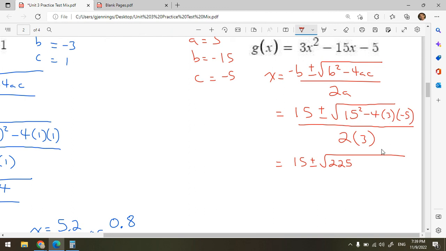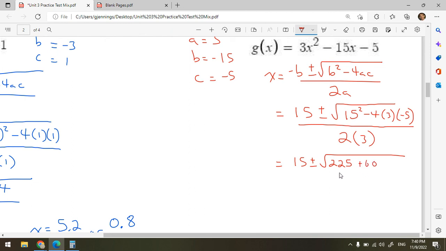-4 times 3 times -5. This is the way I would encourage you to look at this. There are two negatives, -4 multiplied by 3 multiplied by -5. Since there are two negatives, it will create a positive number. And the positive number that it creates is 60.